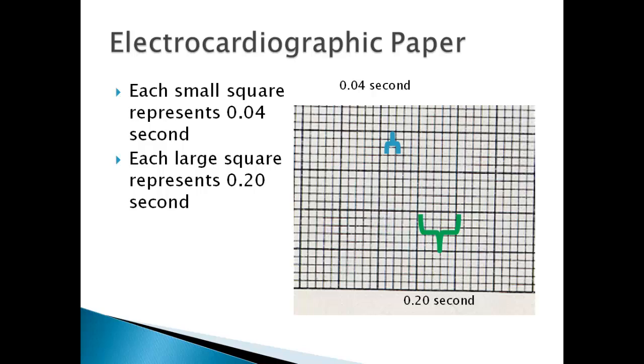The first thing you need to know before you can determine the rate on an EKG is what the different squares mean on the EKG paper. Each small square represents 0.04 seconds. It's represented by the blue bracket and arrow on this piece of paper. Each large square represents 0.2 seconds, and it's represented by the green bracket and arrow on this paper. Most people just refer to them as small squares and large squares.